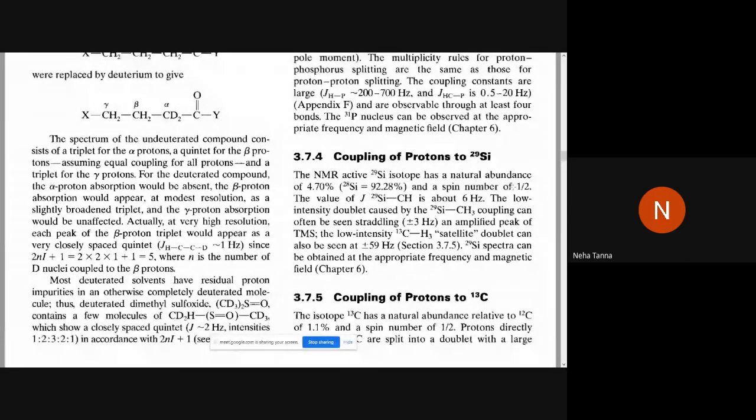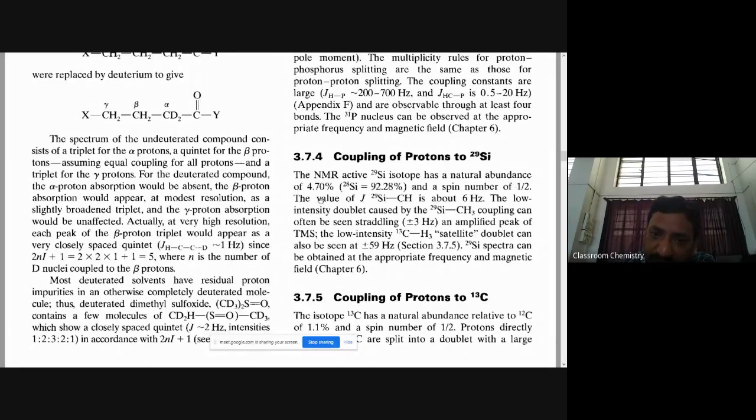Yes, sir. Okay, so you see here the value for coupling constant, that is silicon 29 is coupling with CH. Okay, that proton, it is about what? 6 hertz. It is about 6 hertz, and the low intensity doublet caused by silicon CH3 coupling can often be seen straddling, that is plus minus 3 hertz.